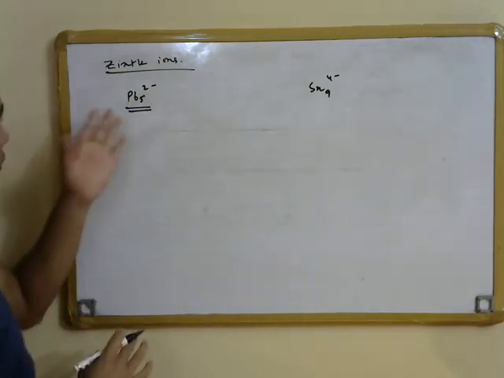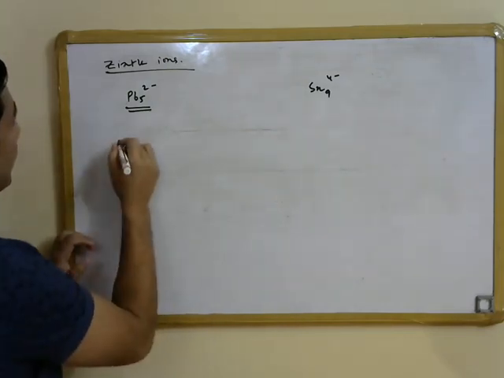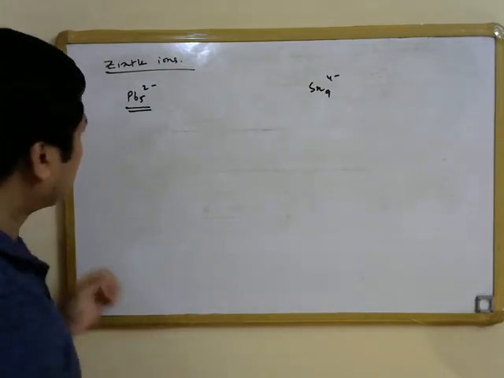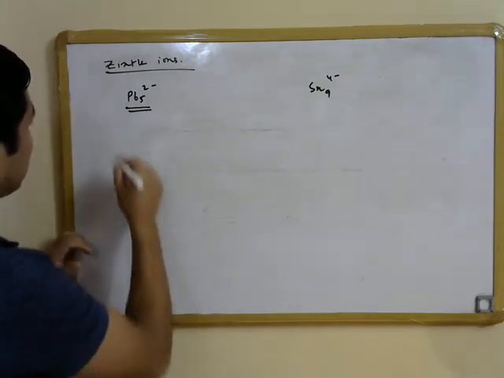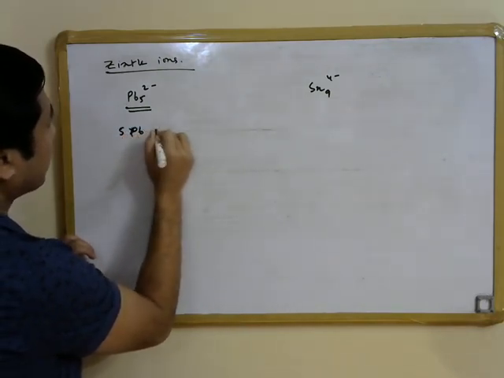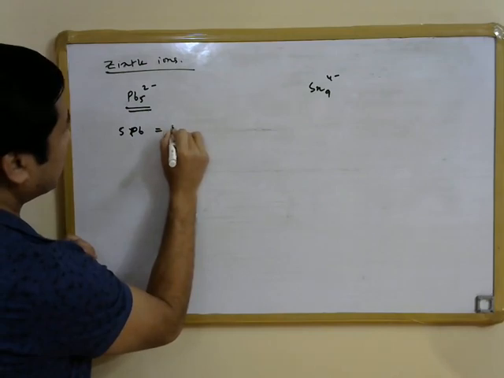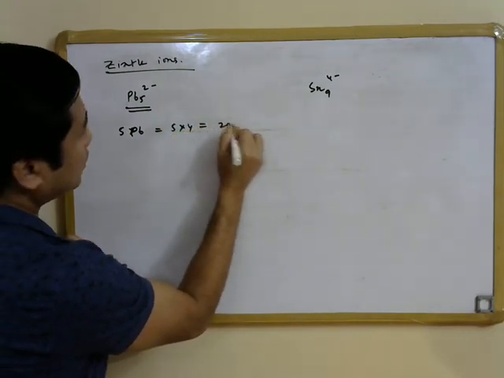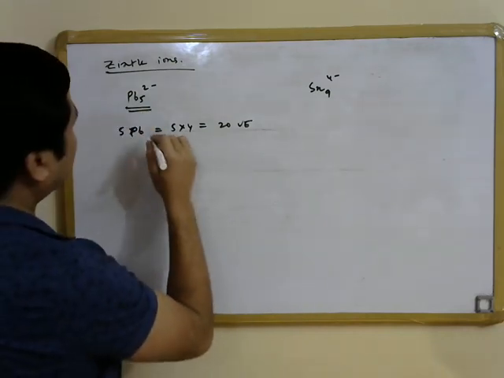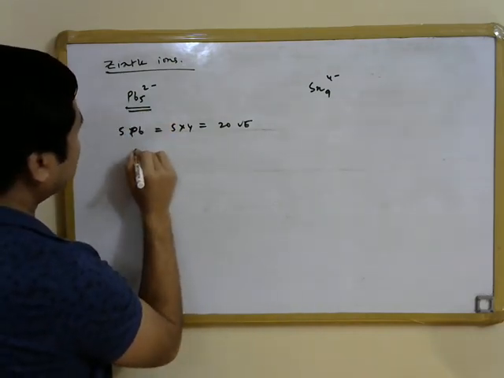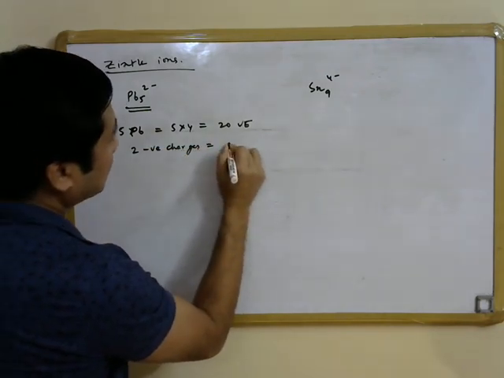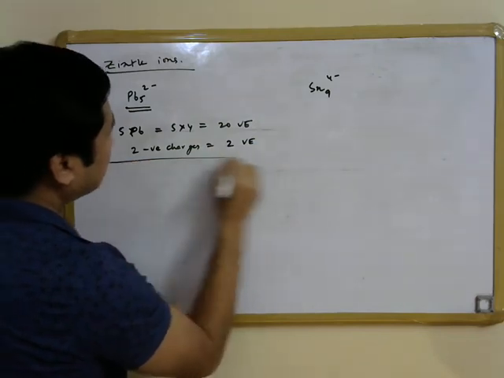So let us do the calculation for this particular Zintl ion here. Lead, we know, is a carbon group element, so there are 4 valence electrons in lead. So 5 Pb, lead, essentially gives us 5 into 4, that is 20 valence electrons from the lead centers over here. Then we have 2 negative charges in this cluster, so that is 2 electrons from the negative charges.